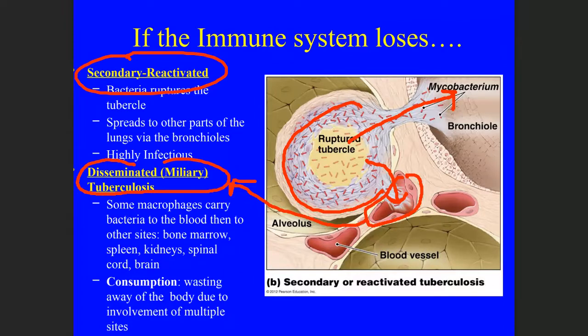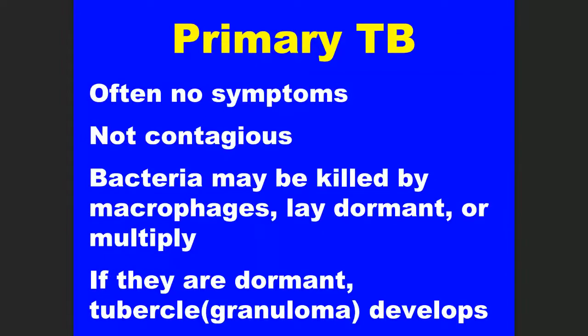Now, a long time ago they used to call this disease consumption. Okay, they used to call it consumption because when the bacteria spread to other parts of the body, it would consume the body. It would actually consume those other organs and tissues. So in secondary reactivated TB, that can happen. Yes, they can cough up blood. That is exactly right. You're right.